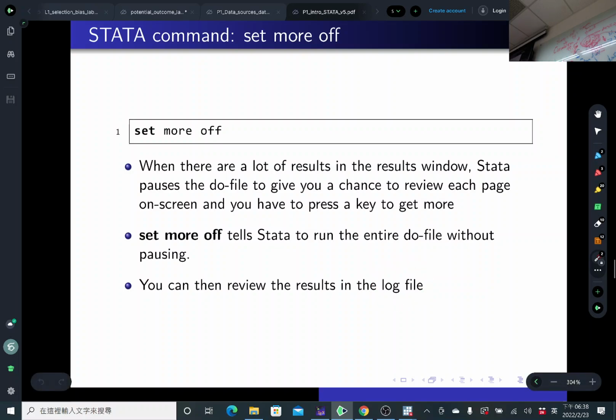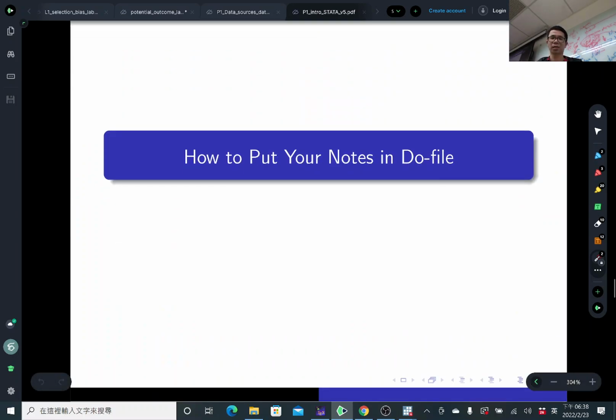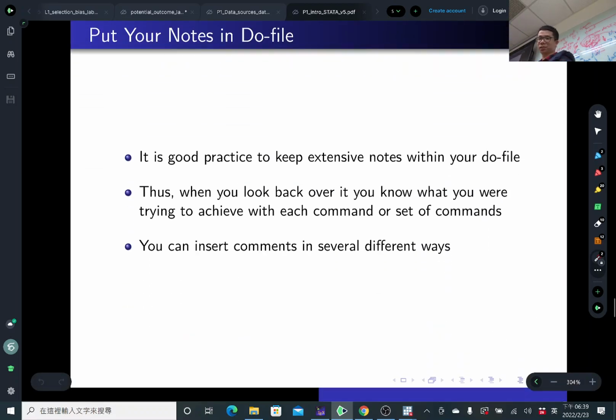You create a log file. And I will let you know how to create a log file that can record every command you type and every result generated by the commands. So basically you can store all the results in the log file. And the final thing in today's class I would like to let you know is how to put your notes in the do file. It's a good practice to keep the notes within the do file.